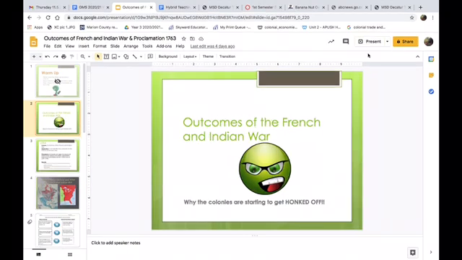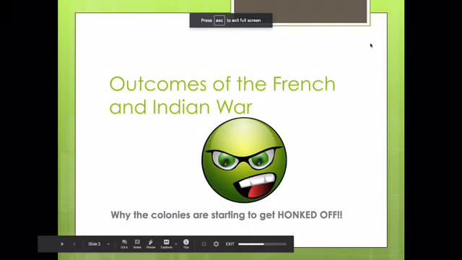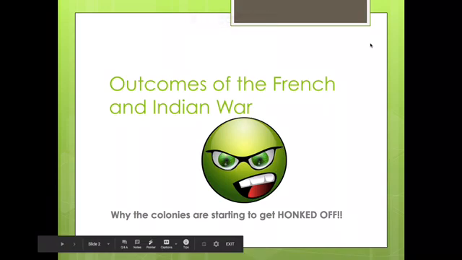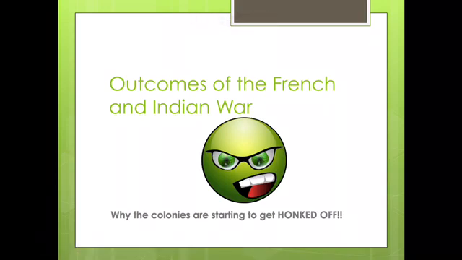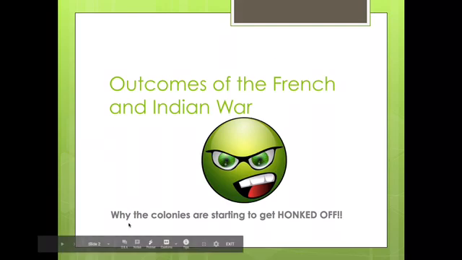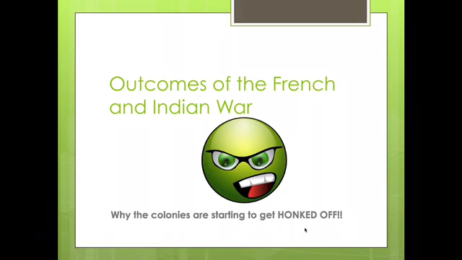All right, so we are jumping back into our history lessons. We have taken a little break from history to focus on the election and the election process. And now we're moving back to kind of where we left off. It seems like a long time ago since we talked about the French and Indian War, but that's where we are today. So we are going to talk about the outcomes, or what happened because of the French and Indian War, and why the colonists are starting to get ticked off. We're going to see the colonists get more and more irritated with Great Britain until eventually it erupts into a giant war.